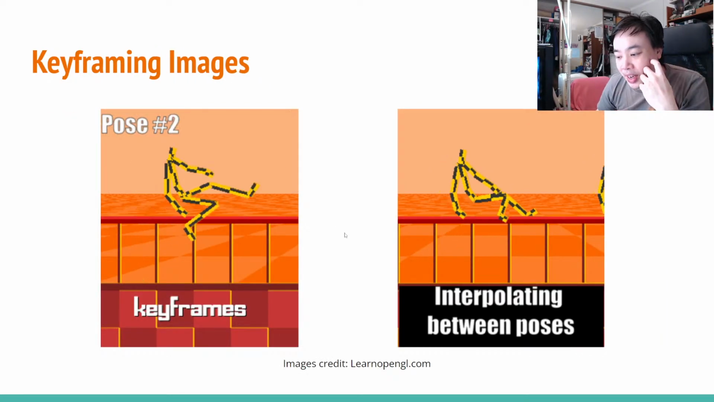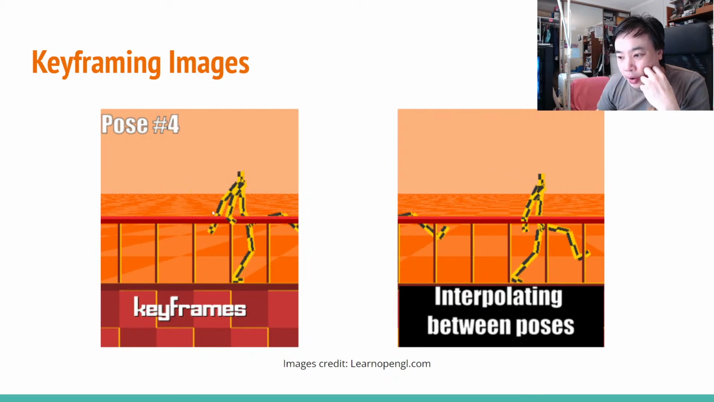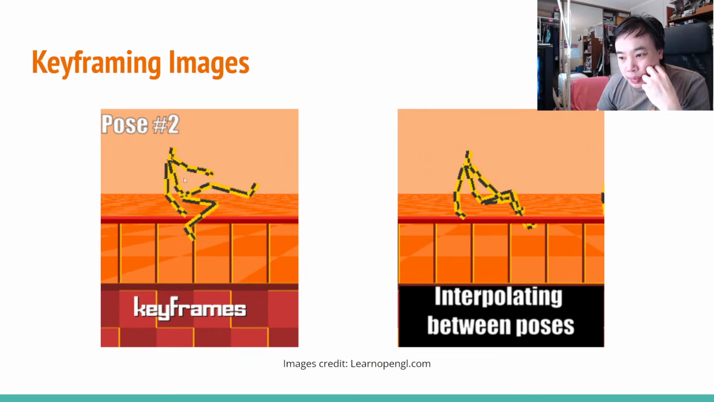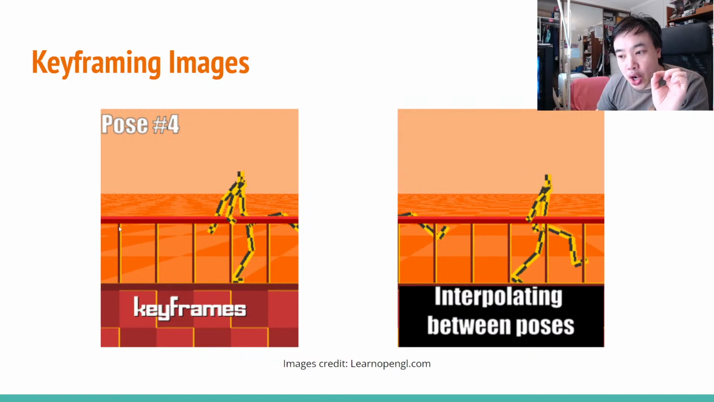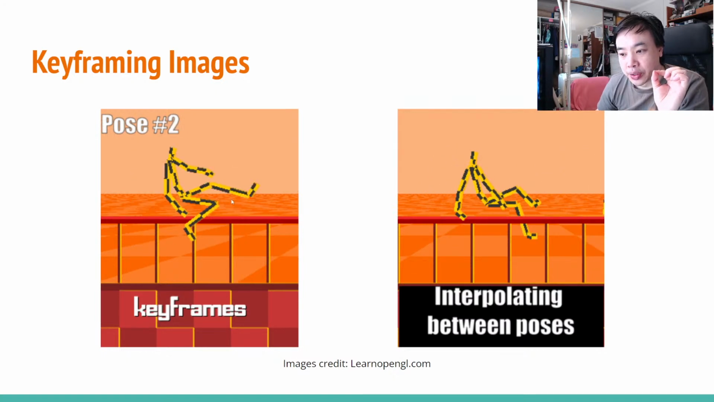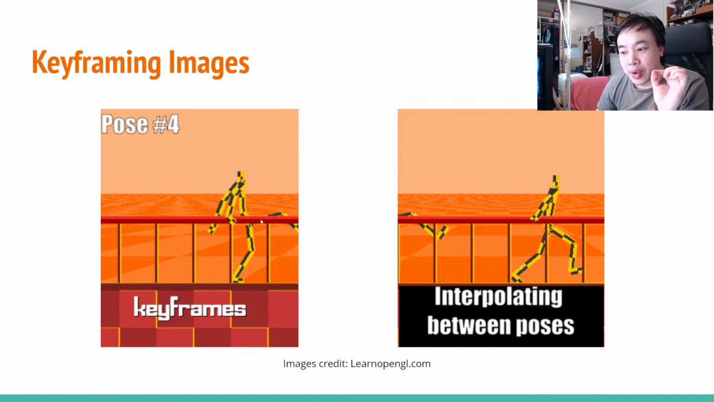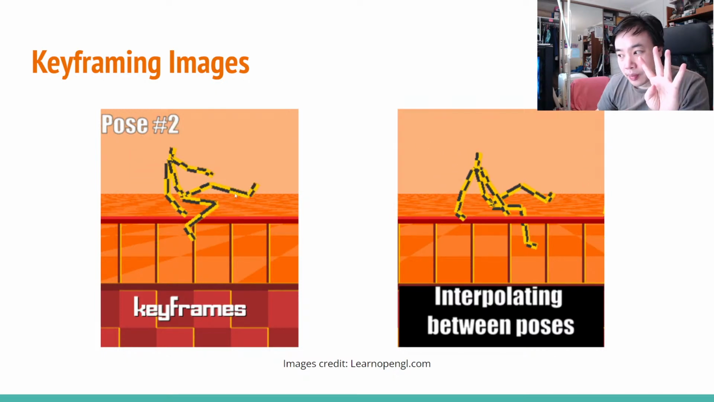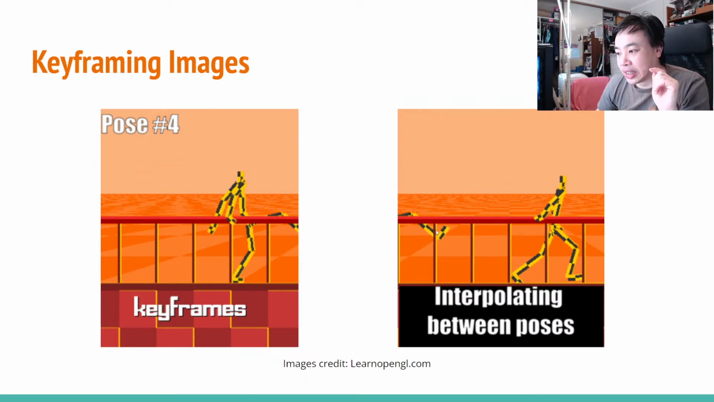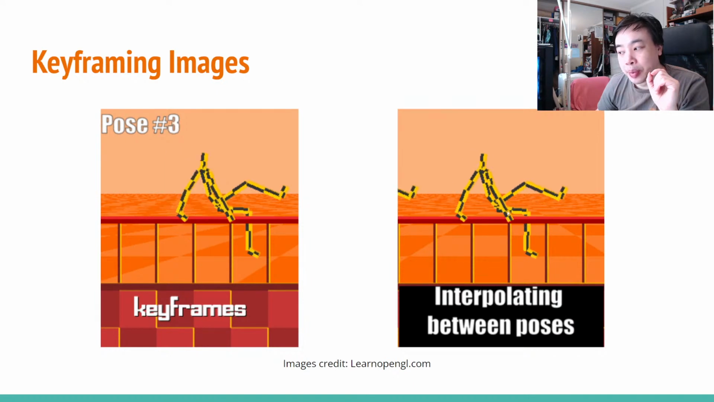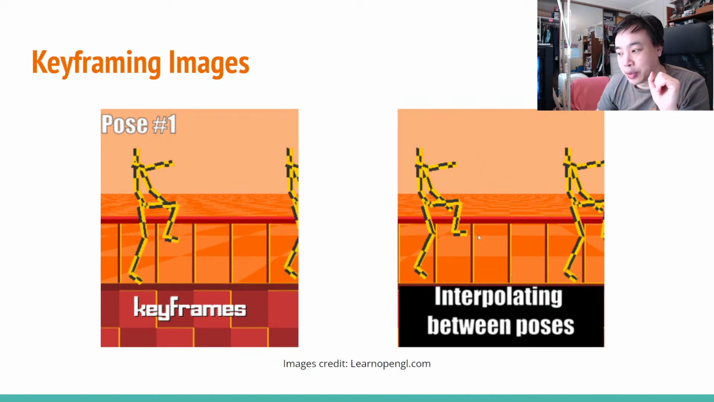So we've got an example here. This is from Learn OpenGL of poses, and there is literally no animation information between these poses. The only information that's been given is 4 poses, and in between them, we are just linearly interpolating the rotation of the joints in between those.